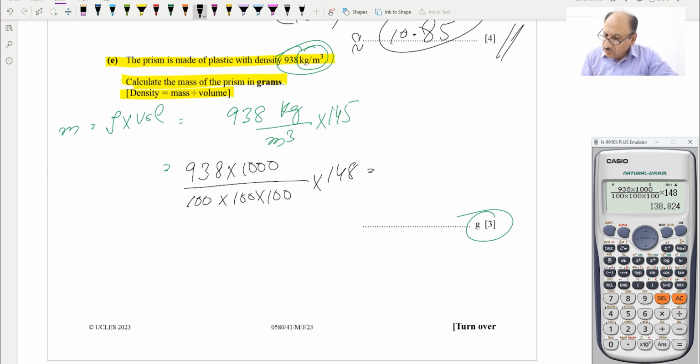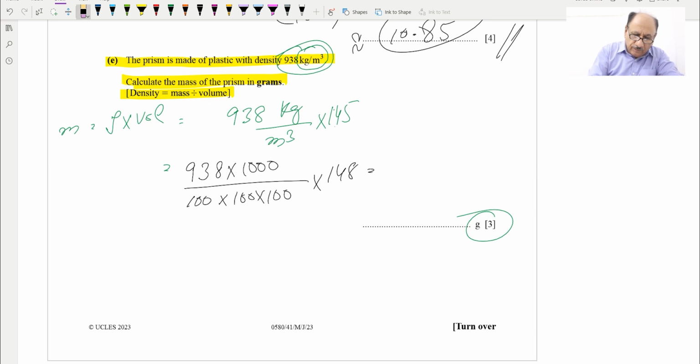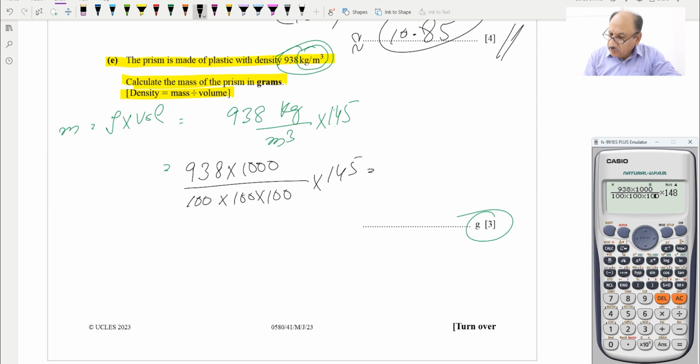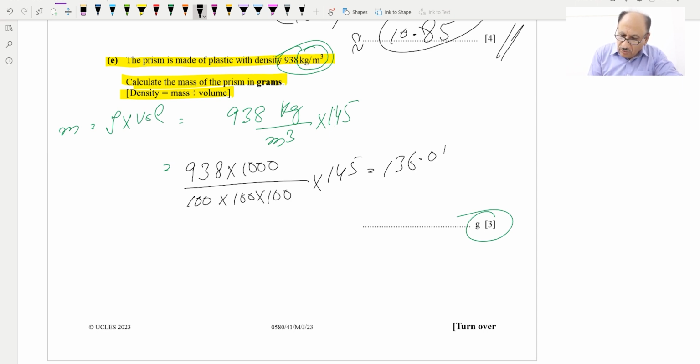It's not 148, it's 145 here, 938. So it's 145 basically. So we can write here 145, and this will give us the answer as 136.01. So our answer will be 136 for 3 marks.